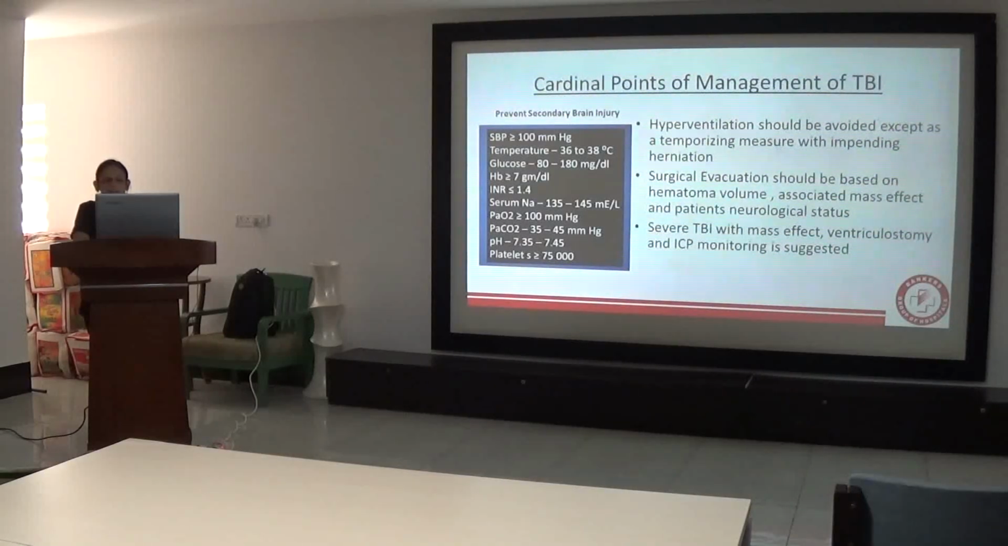We have to maintain cerebral perfusion, keep normal temperature, keep normal glycemia, and prevent coagulopathy. These are the cardinal points. These are done to prevent any secondary brain injuries.